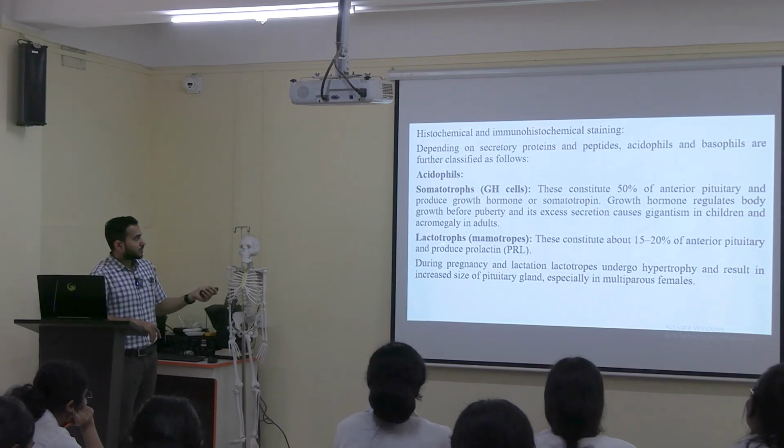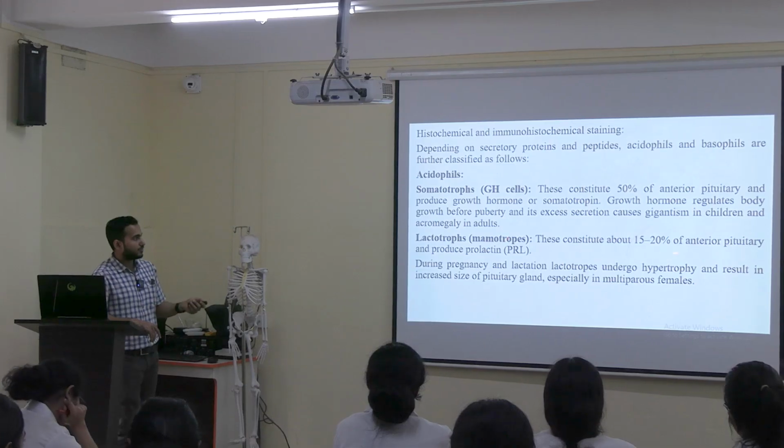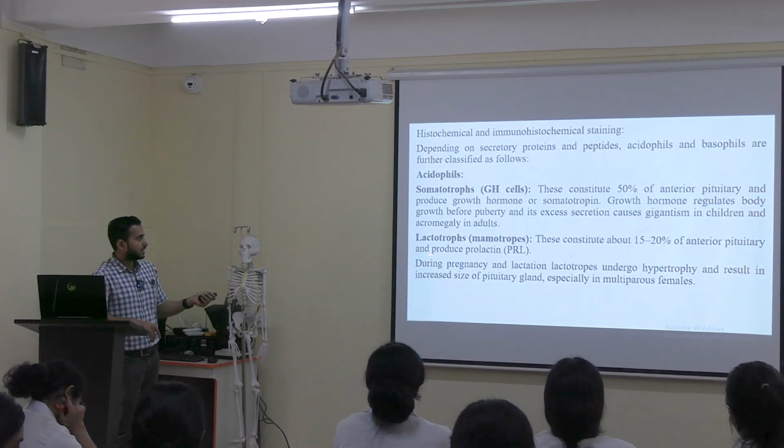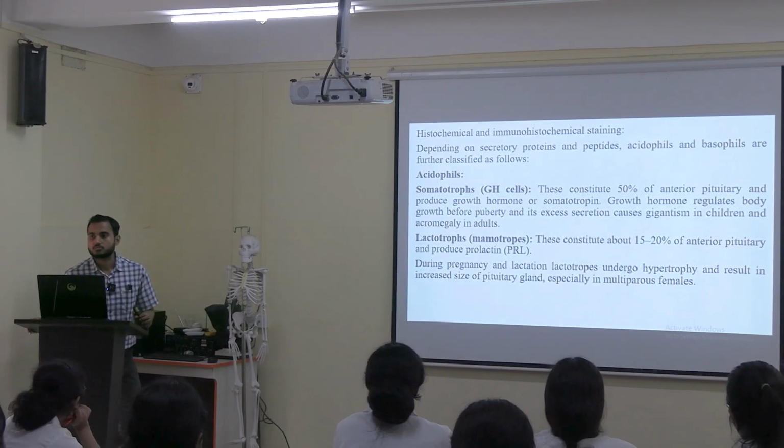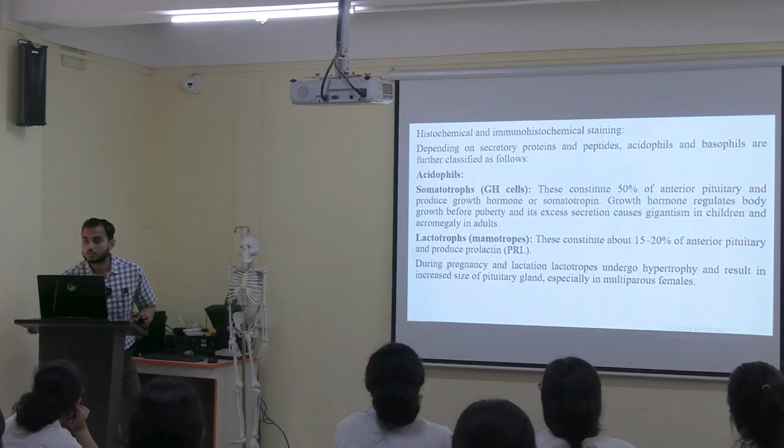Next, lactotropes are also called mammotropes, 15 to 20% of the anterior pituitary. And what is the function? They produce prolactin. What is the function of prolactin? During lactation period.